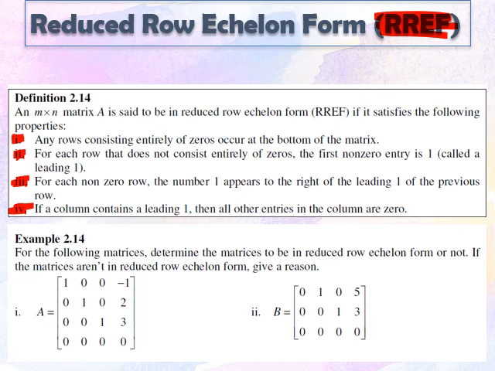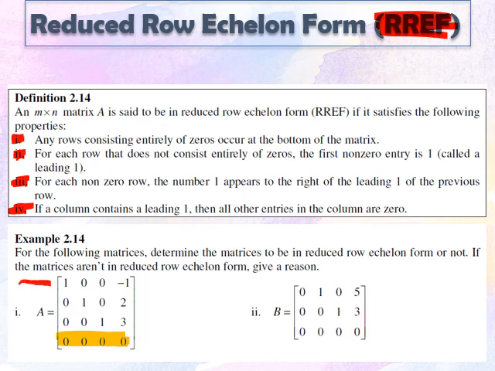Okay, determine whether it's RREF or not. RREF, reduced row echelon form. So A, is there any row which contains all zeros? Yes, here, right? So it appears at the bottom. So correct. And then we look row by row.